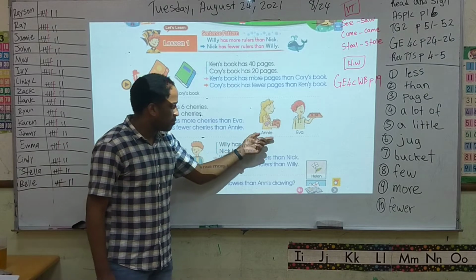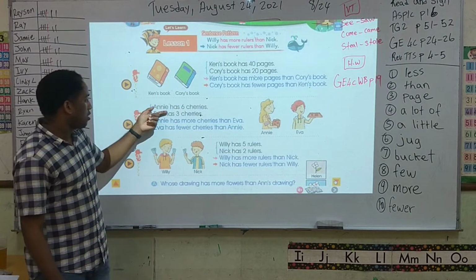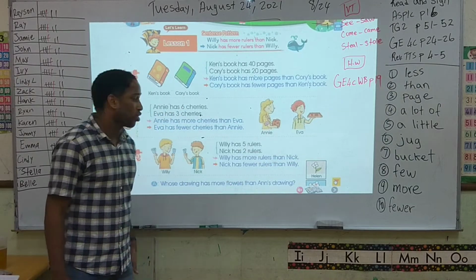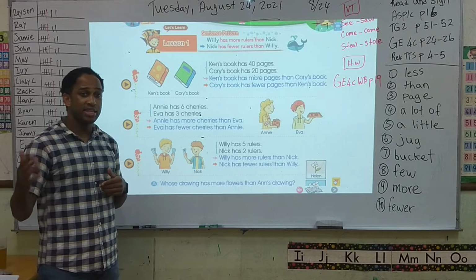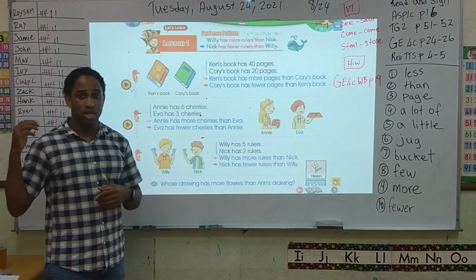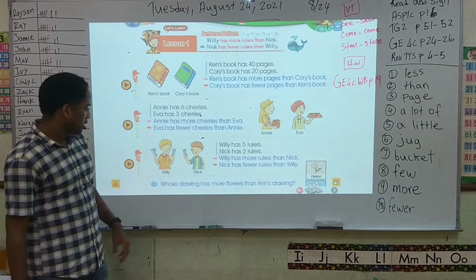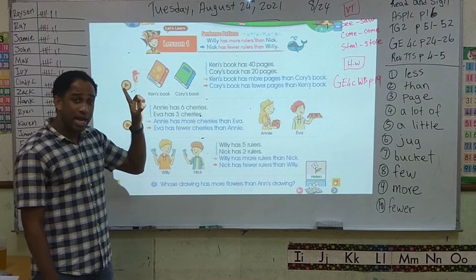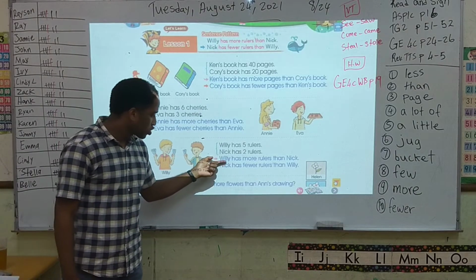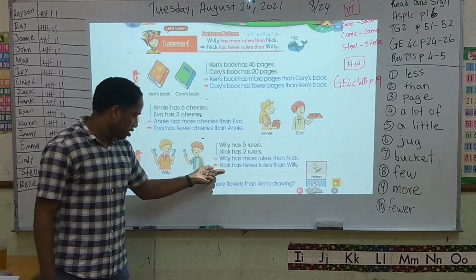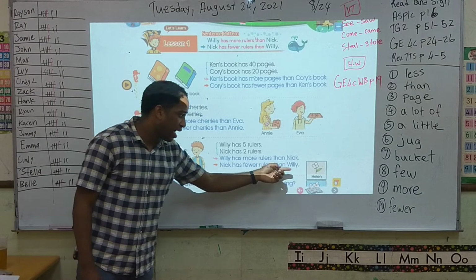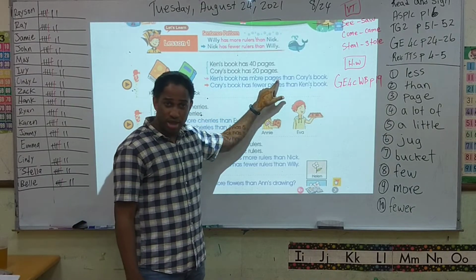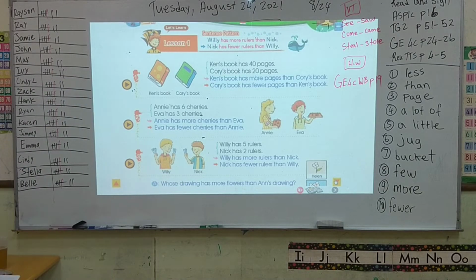Let's go to number two. This is Amy and Eva, and they have cherries. Amy has 6 cherries. Eva has 3 cherries. So she has fewer. Amy has more cherries than Eva. Eva has fewer cherries than Amy. Now rulers. Willie has maybe 5 rulers and Nick has 2. So Willie has more, Nick has fewer. Willie has more rulers than Nick. Nick has fewer rulers than Willie. Remember, we always have to put the plural noun, I-E-S, S-E-S. Okay, good.